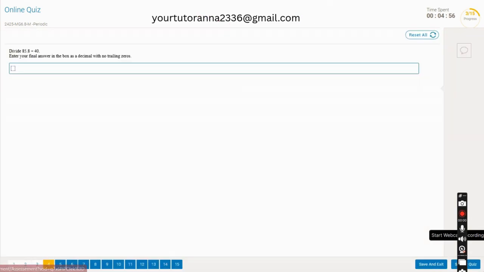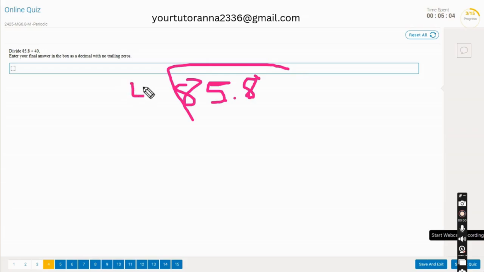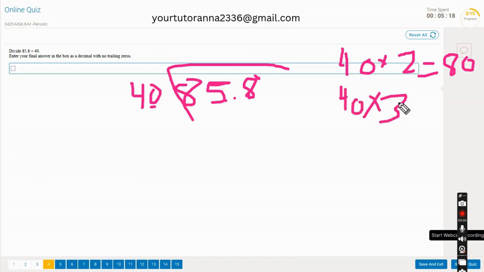Okay, now in here, 85.8. Okay, so now let's divide by 40. We know now, remember, 40, they just added a 0 here. The multiplication is the same as 4. So 40 times 2 is 80. 40 times 3 is 120. And 40 times 4 is going to be 160.